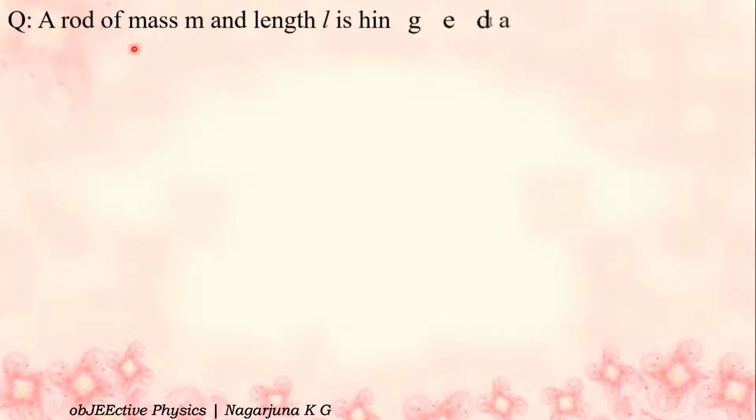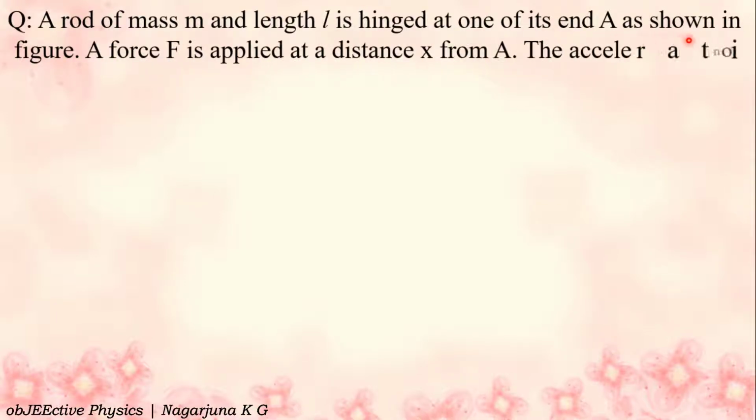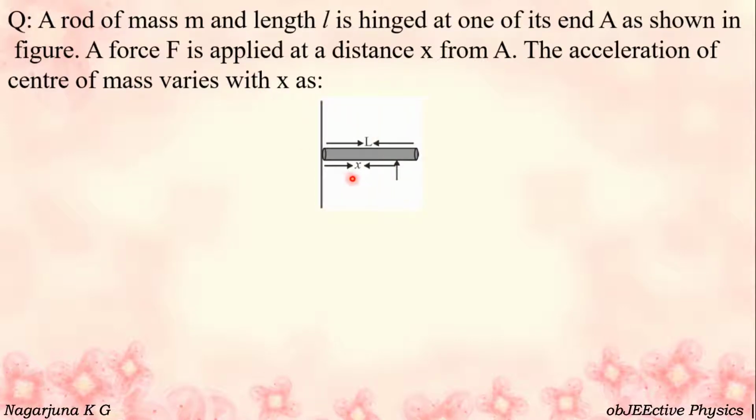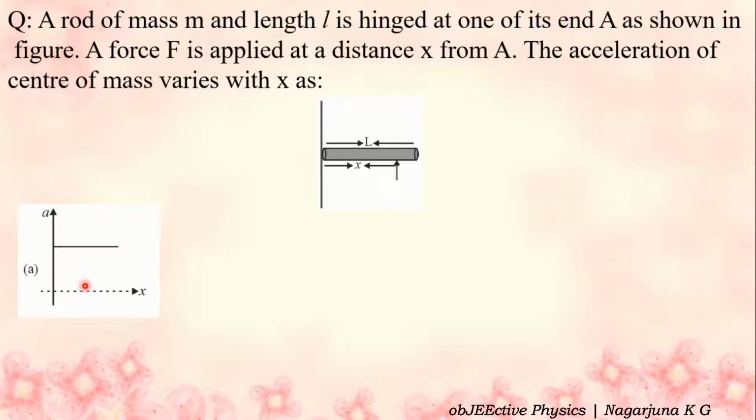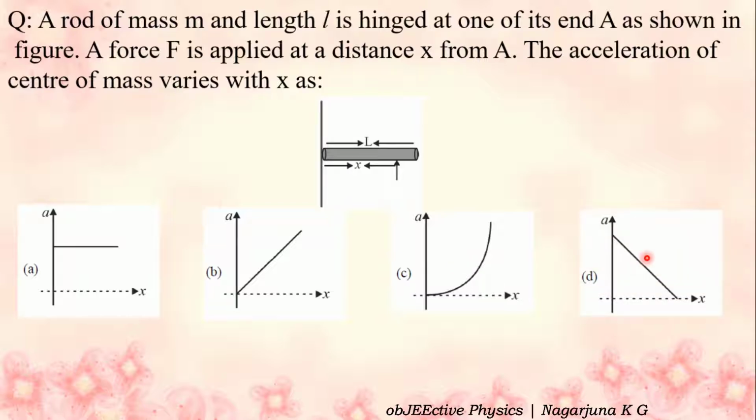Next question. A rod of mass m and length L is hinged at one of its ends A as shown in the figure. A force capital F is applied at a distance x from A. The acceleration of the center of mass varies with x as? We observe the diagram. Here A is not mentioned in the diagram. This end, observe the red color spot. Here this end is A. Observe the options. Option A, option B, option C, and option D.